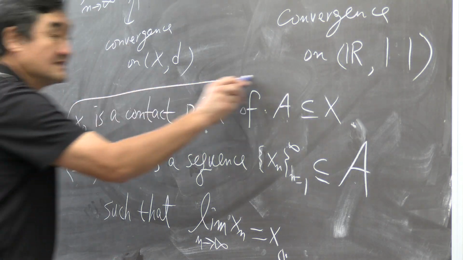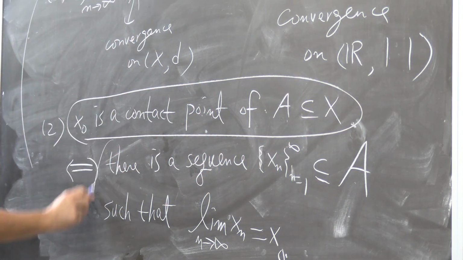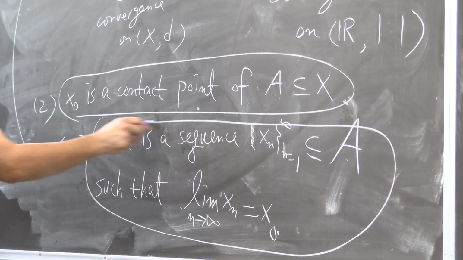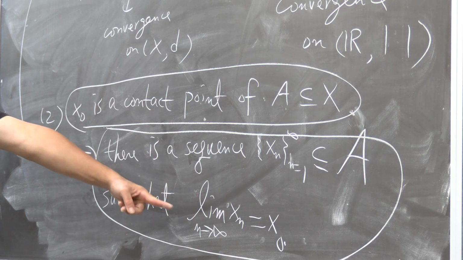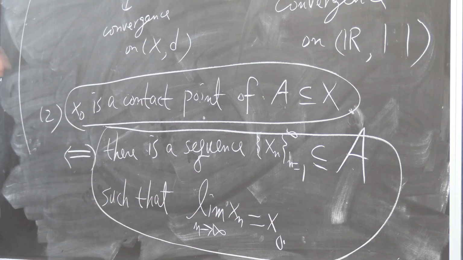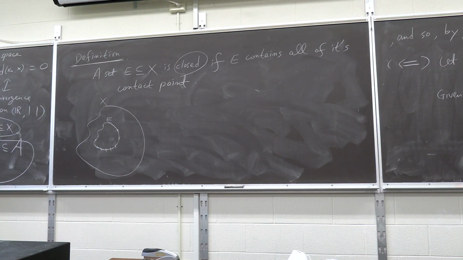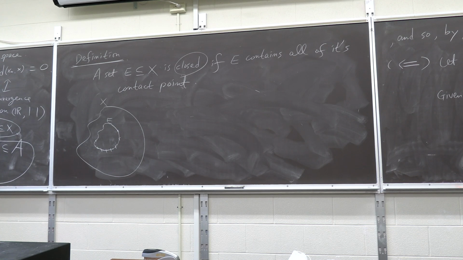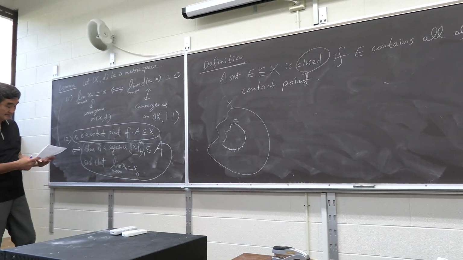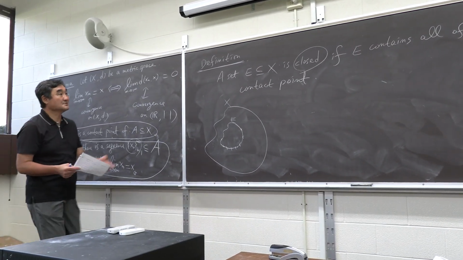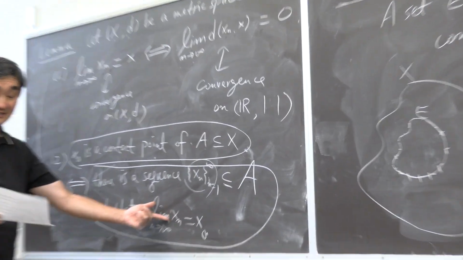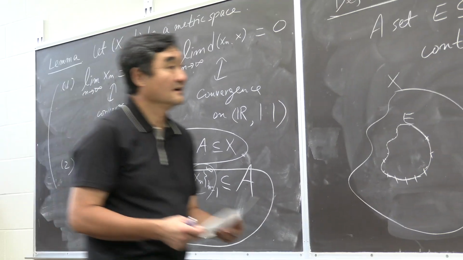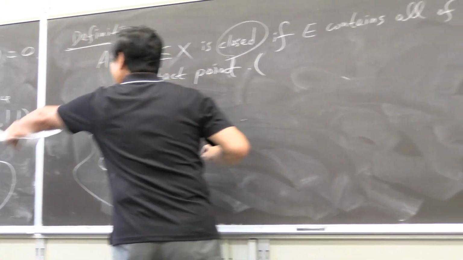Those two statements are equivalent, and this statement tells us a nice relation between the contact point and the convergence of a sequence. You can easily imagine it geometrically. Then how did we write the closure of the subset? Using convergent sequences, by the lemma down here.